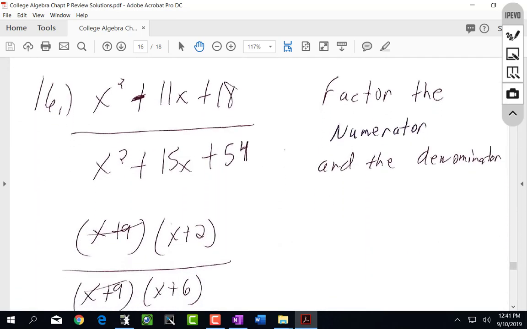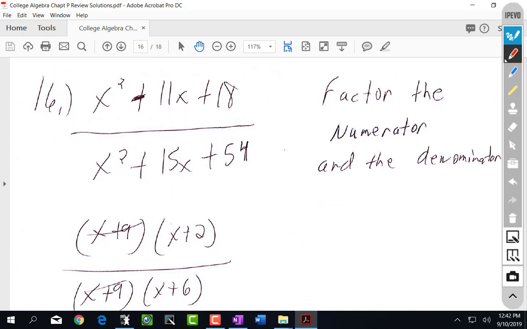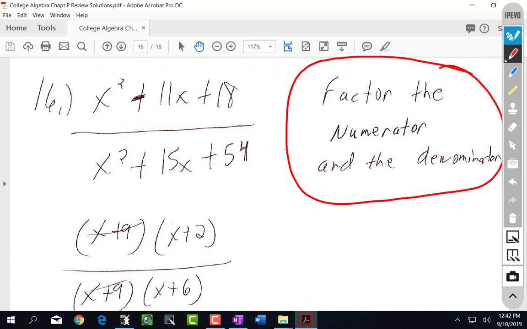So number 16, the directions on number 16 say, simplify the rational expression, find all numbers that must be excluded from the domain of the simplified rational expression. So for simplifying a rational expression, you're going to factor the numerator and the denominator, and then cross out anything that looks alike.